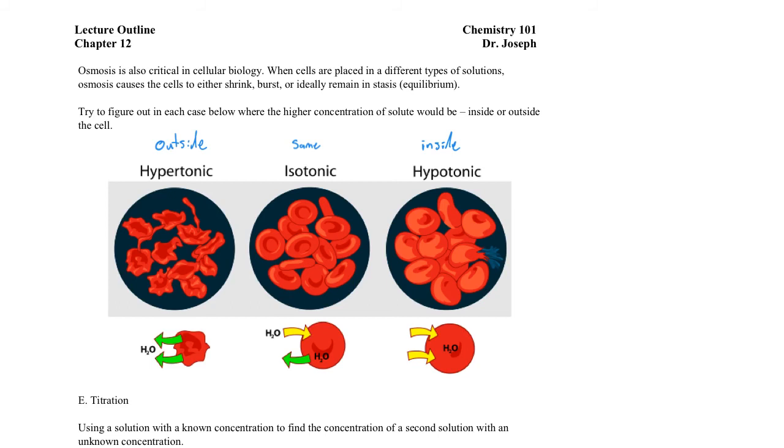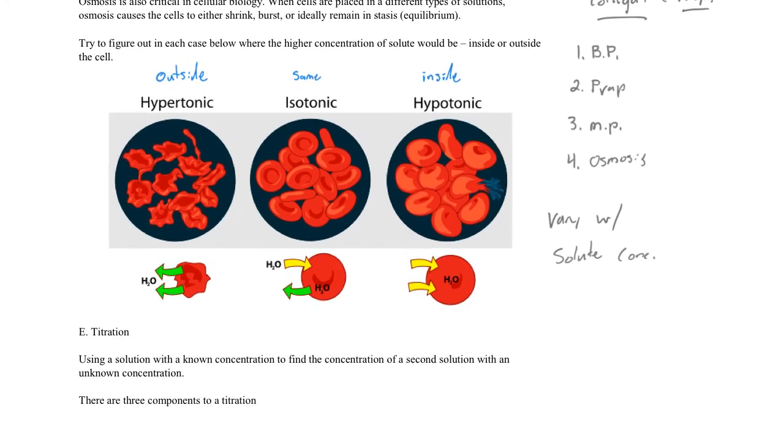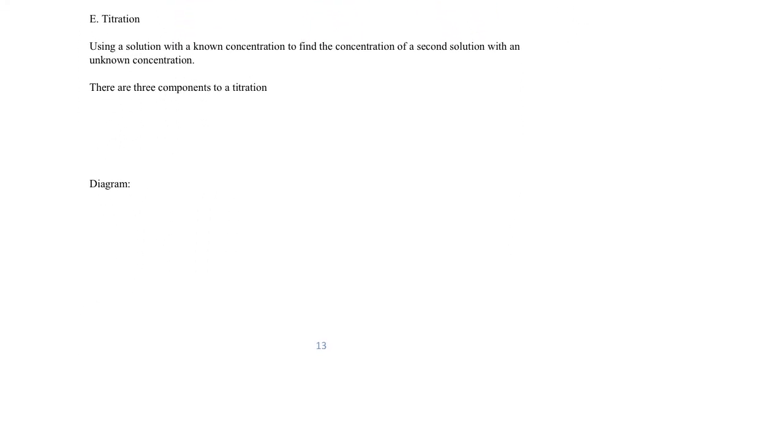So to recap what we just talked about, we learned about 4 different types of colligative properties. Colligative properties are properties that vary with concentration in a solute. So we learned about boiling point, vapor pressure, melting point, and osmotic pressure. So for each of these types of colligative properties, make sure you, of course, know what it means, but also know how it changes in relation to a change in the concentration of a solute. With that, let's go to the next part of this lesson, which is titration.